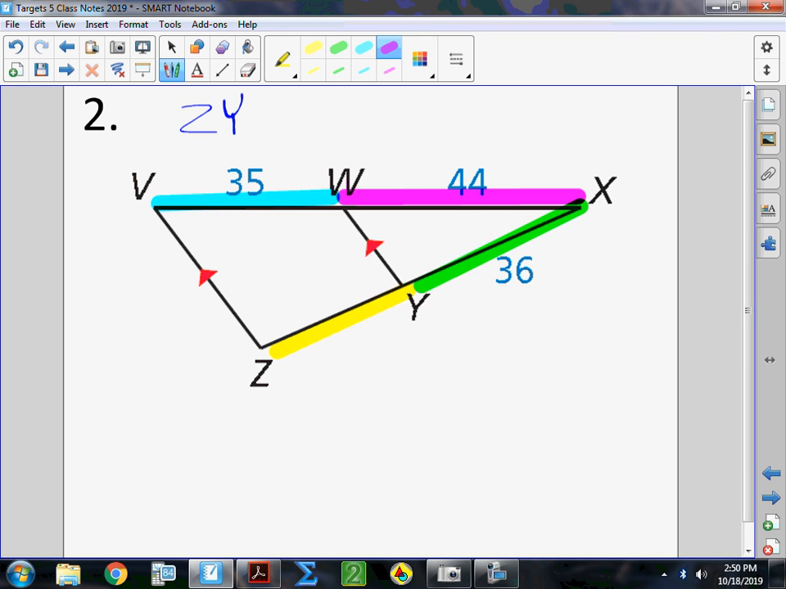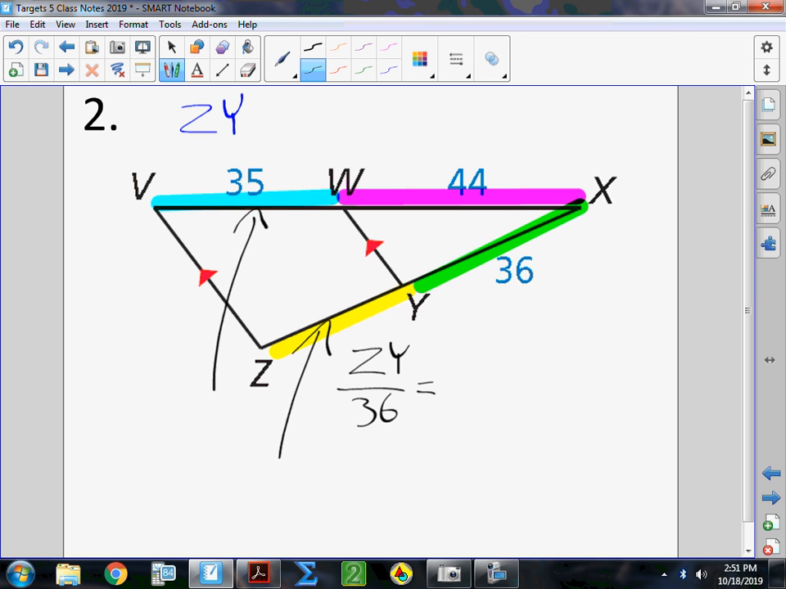And there's another way you could set it up too, but I'm just going to keep this simple, or try to. So I'm going to say ZY, the part I want, divided by 36 has to equal, since I did ZY, which was down here, I need to do the 35, which is also to the left. So 35 is on top, and 44 is on bottom. In other words, the 36 was on bottom because it was the right part of this bigger segment. So the 44 is also on bottom because it's the right part of the two segments. Blue and pink, blue's on the left, pink's on the right. Yellow and green, yellow's on the left, green is on the right.